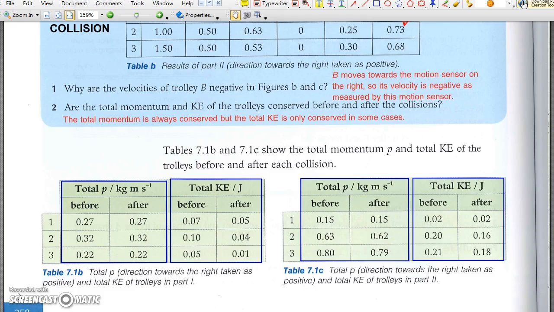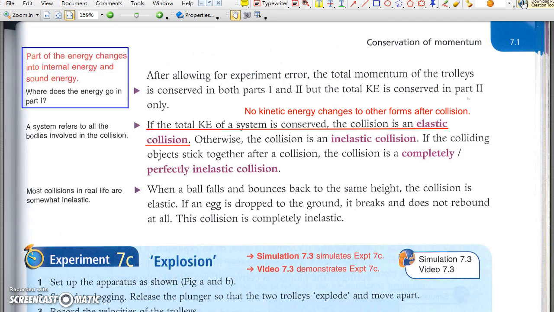We find that the momentum of the two trolleys before collision always equals that after collision in part 1, as well as in part 2. But for kinetic energy, it is not conserved in part 1, but only in part 2 when repelling magnets are used, which make it a perfectly elastic collision. To sum up, we see that the total momentum is always conserved in all kinds of collisions. On the other hand, the total kinetic energy is only conserved when the collision is perfectly elastic.